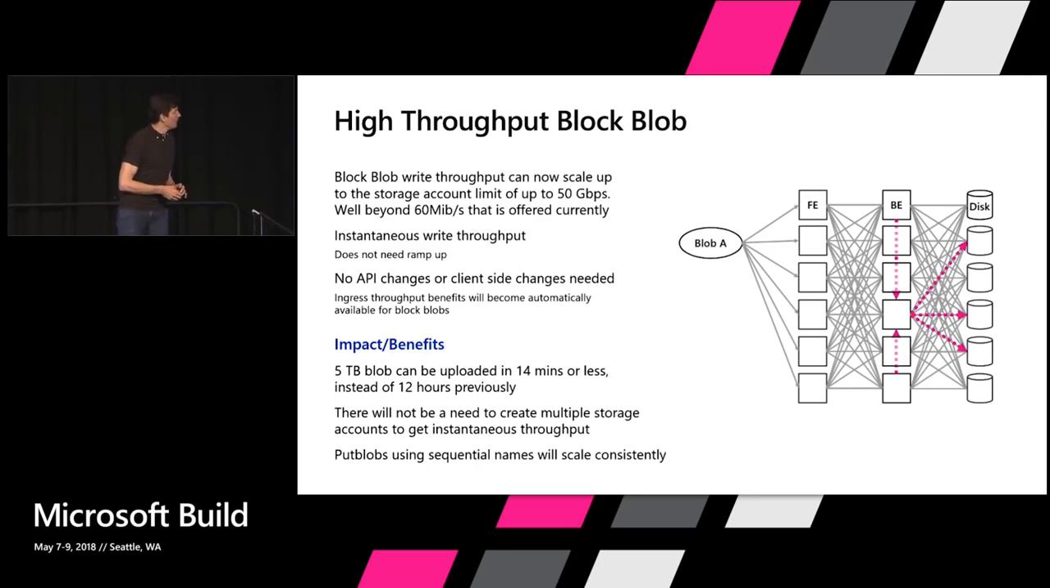So if you take a look, a storage account today has a limit of throughput of about 50 gigabits per second. A block blob today has a limit of 60 megabytes per second. With this high throughput block blob architecture you can see here, which scales out the blob across many different servers, you can drive up to the maximum throughput of a storage account off of a single blob. And there's no warm-up required. You just get that amount of bandwidth as you hit the blob.